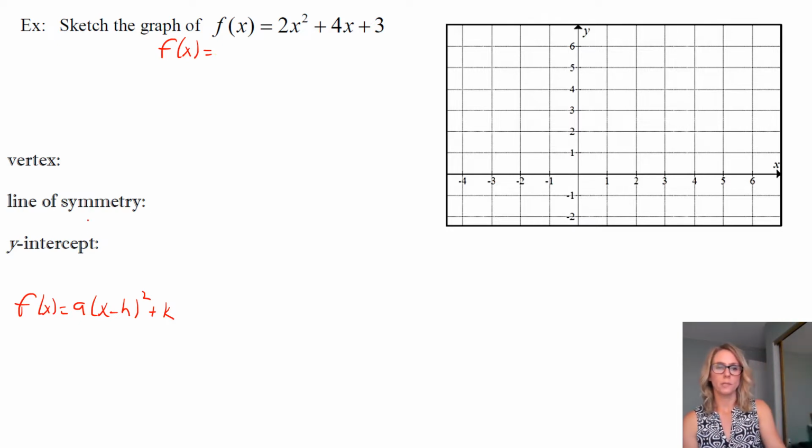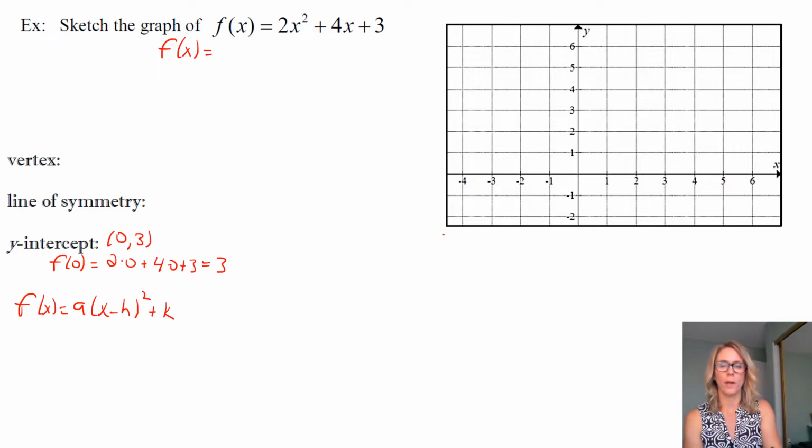Now you might already be able to see that we can figure out the y-intercept pretty quick. If we put in 0, we can put it into this version. We don't need to rewrite it. You can see pretty quickly that you're going to have 2 times 0 plus 4 times 0 plus 3, which is going to give you 3. So pretty quickly you can see that you have a y-intercept of 0, 3. And that can go right onto your y-axis there. And now we have a point on our parabola.